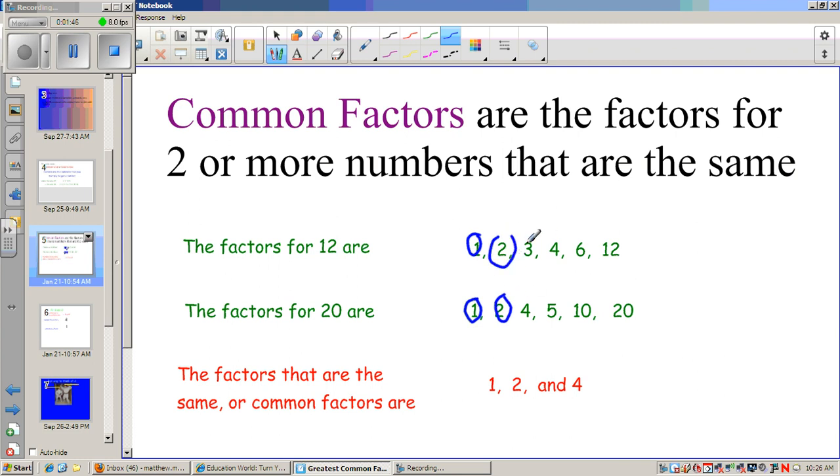The number 2 is in both of these. 3 is not in them both, so it cannot be 3. We see 4 is in both of them. The rest of the numbers, 5, 10, and 20, or 6 and 12, are not common factors. So in total, the common factors for the numbers 12 and 20, the factors they have in common, are the numbers 1, 2, and 4.